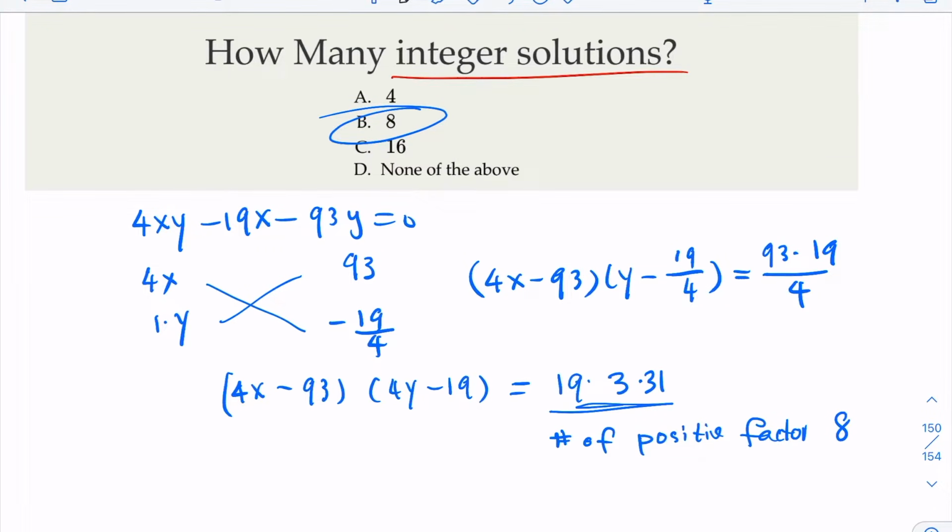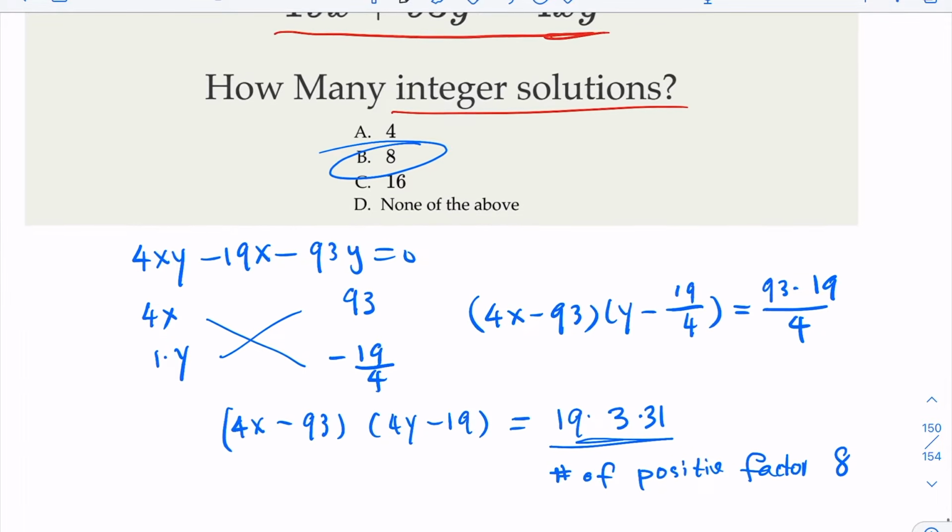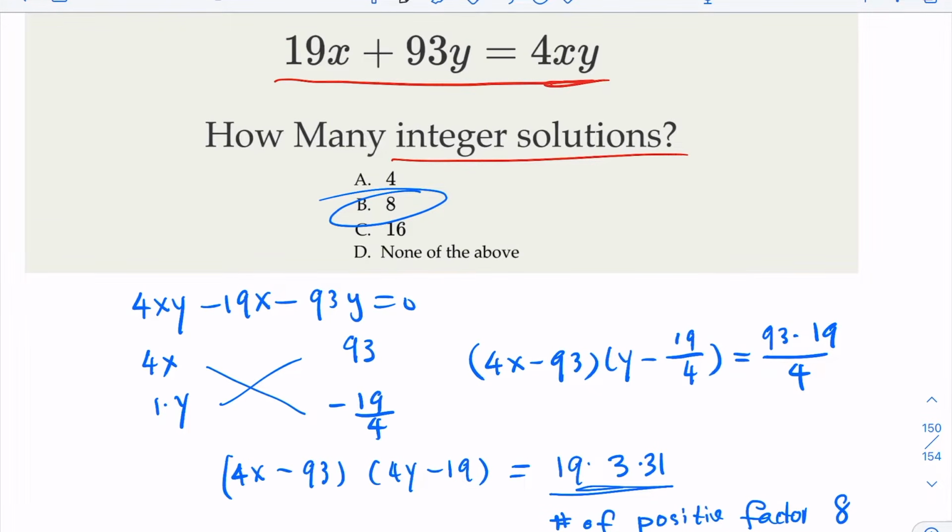Alright, notice that integer means it could be positive or negative. Y could be negative. So then you say, okay, let's double that for the negative numbers. But think about it, is that true?